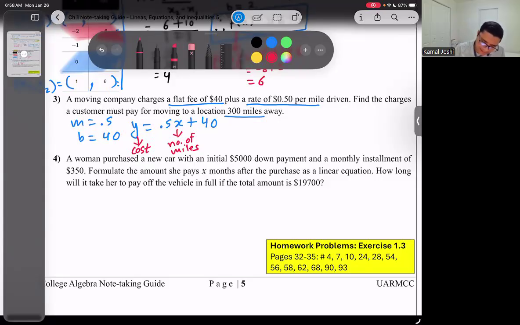So the answer here would be the required answer. As I said, in your written answers, make it a habit to write sentences. The charges the customer has to pay for 300 miles will be like that. That is the answer. That would be 0.5 times 300 plus 40. x is 300 now. So let me actually point out that this means x equals 300.